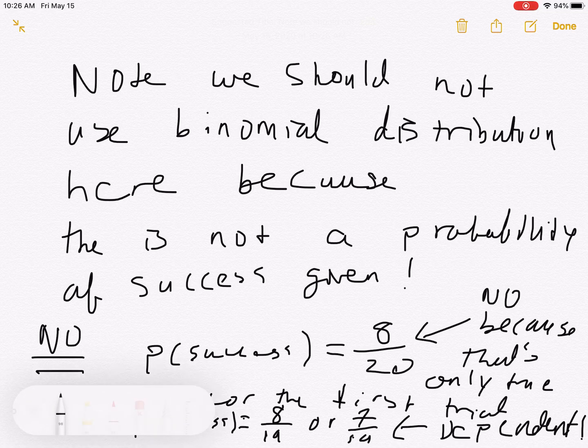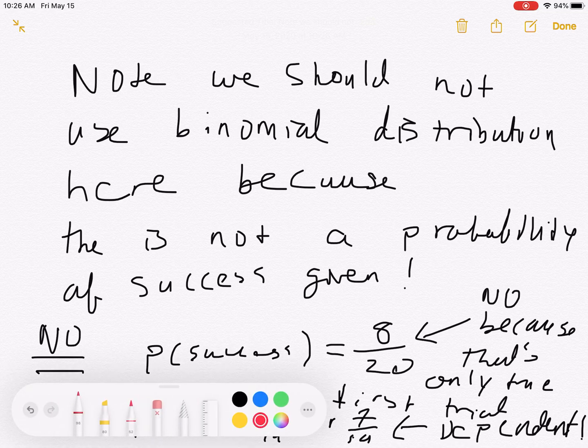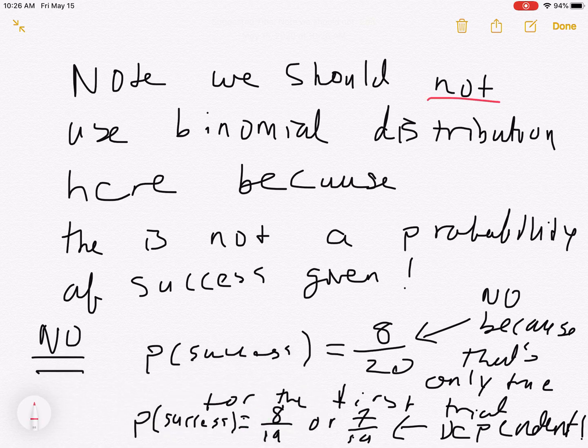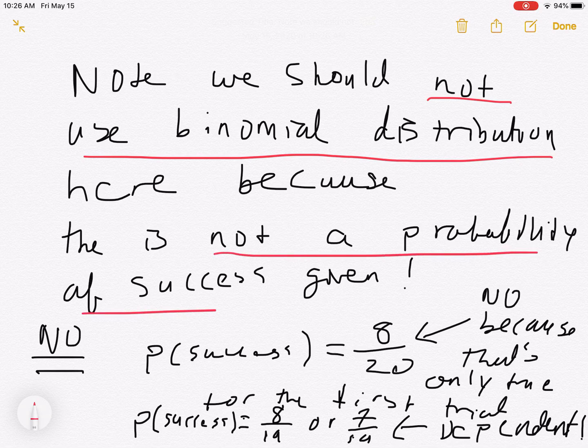So my bottom line is, do not use a binomial distribution here. There's no probability of success given, okay? And just keep that in mind. Other than that, this hypergeometric distribution should be fairly straightforward to use. Okay, thank you.